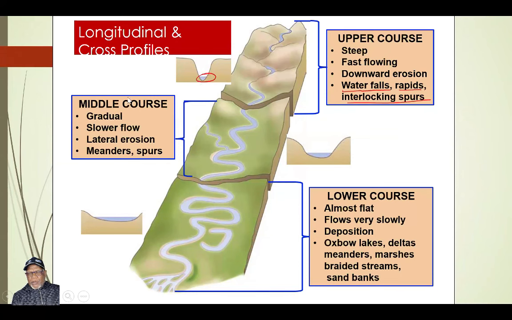Then in the middle course, you can see the volume of water is increasing because more tributaries are joining the river. And then what is happening? The gradient is gradual. The river flows slower because it's no longer as steep as in the upper course. There is lateral erosion. Lateral erosion means sideways erosion, which means the river is becoming wider. The river valley is becoming wider.